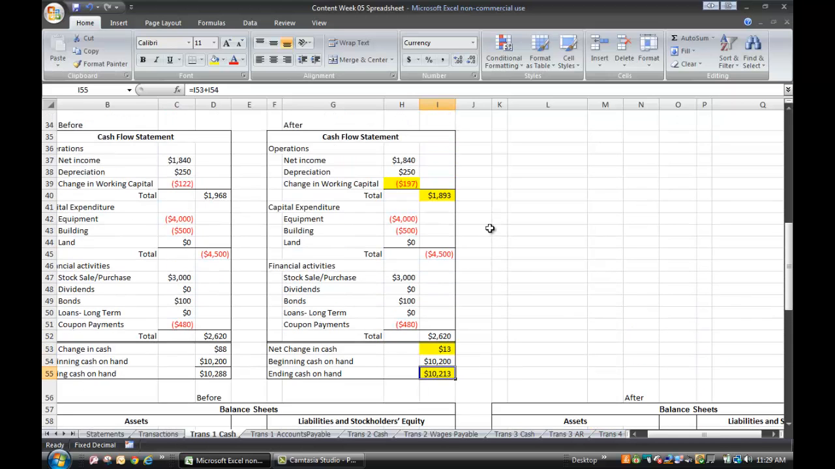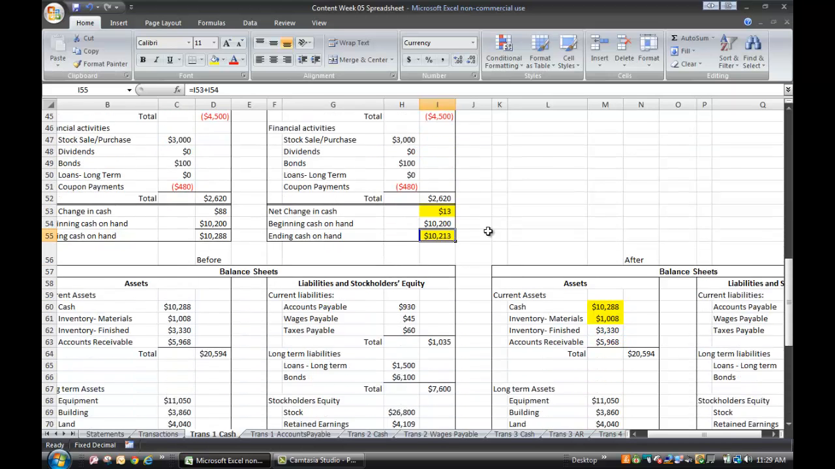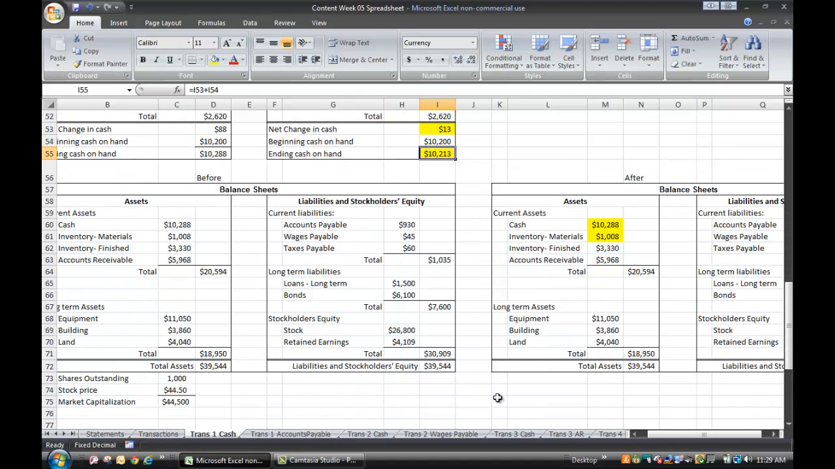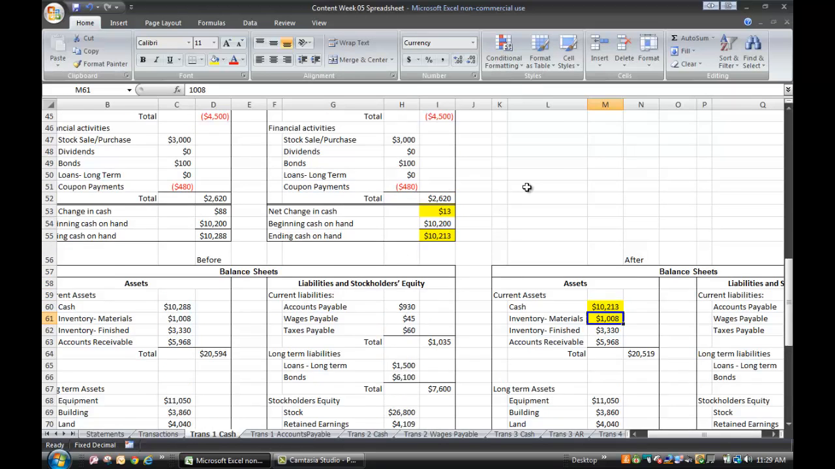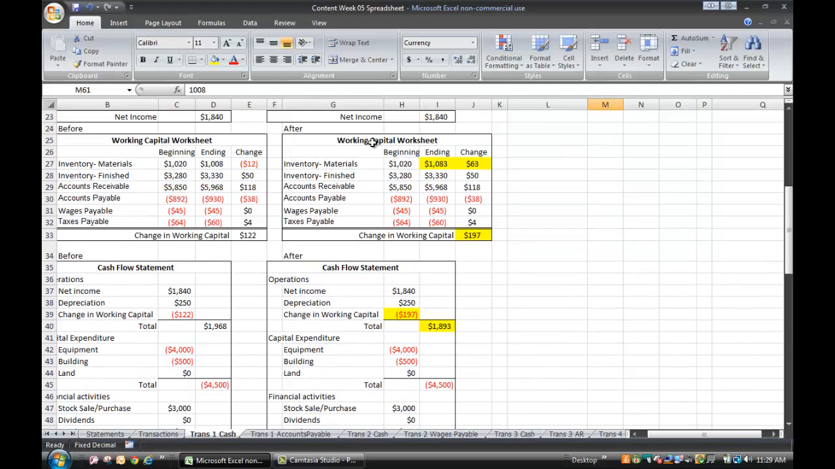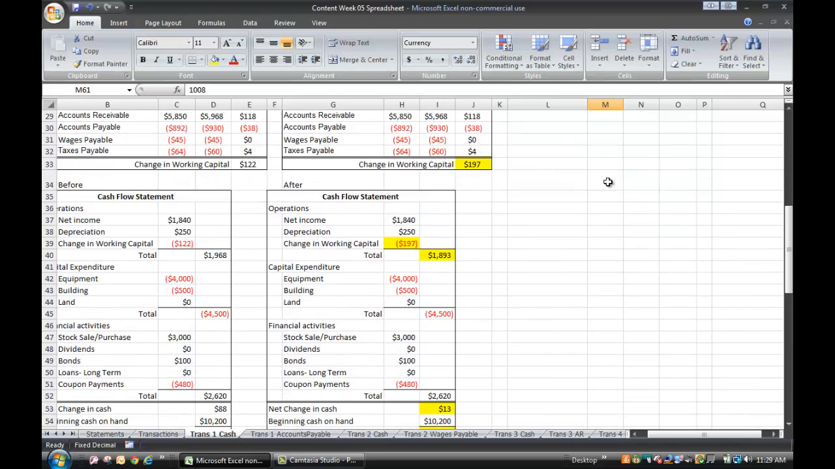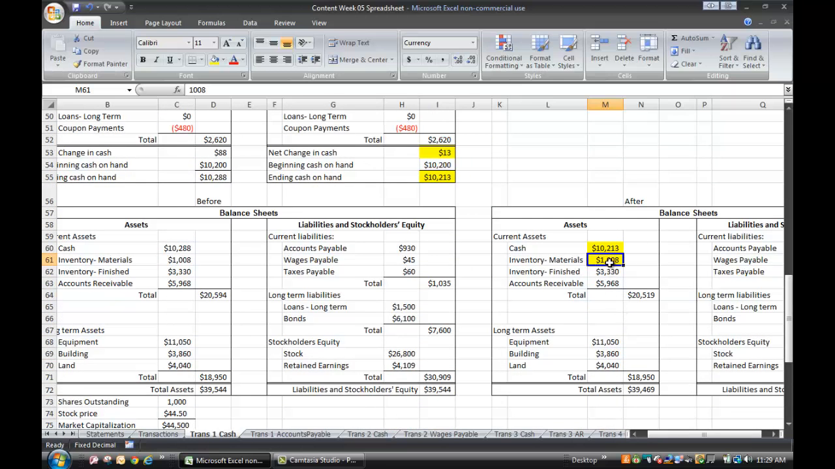That is the cash flow statement. This also affects the balance sheets. We started with cash of 10,288 here, or it shows it here. Now it's 10,213. Inventory materials was 1008, it's now 1083, so we changed that.